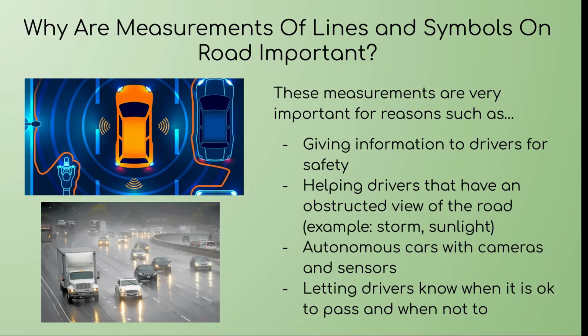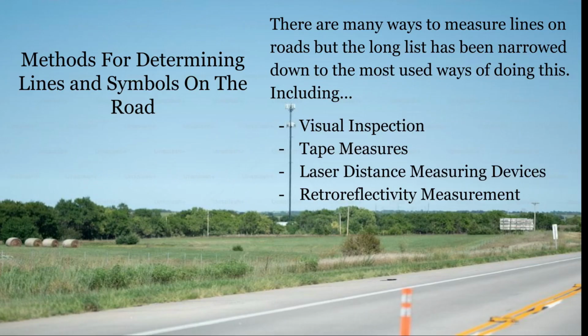Why are measurements of lines and symbols on roads important? These measurements are very important for reasons such as giving information to drivers for safety, helping drivers that have an obstructed view of the road. An example of this could be storms or sunlight or driving at night. And also autonomous cars with cameras and sensors, and letting drivers know when it's okay to pass and when it's not okay.